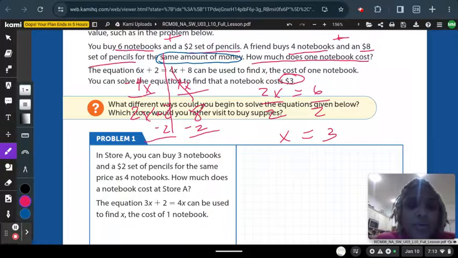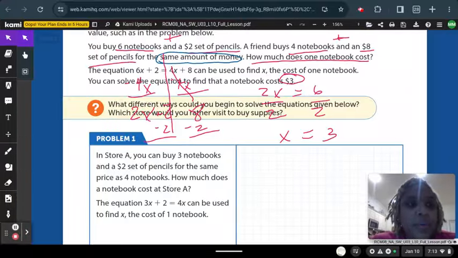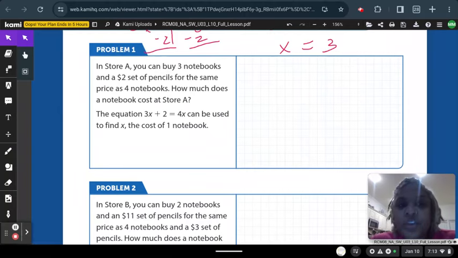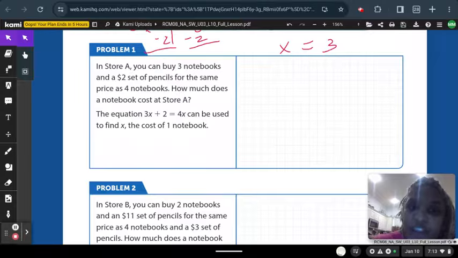So let's look at problem 1. Problem 1 was already given to you, was already set up. And what I want you to do here, I want you to try to solve it on your own. So I want you to go ahead and pause this video. It says in store A, you can buy 3 notebooks and a set of 2 pencils for the same price as 4 notebooks. They've already set it up, but they want you to solve for X. So I want you to pause it, solve for X, and then come back and watch my explanation and see if you got the right answer. So I'm going to give you a time to pause it right now and work it on your own.